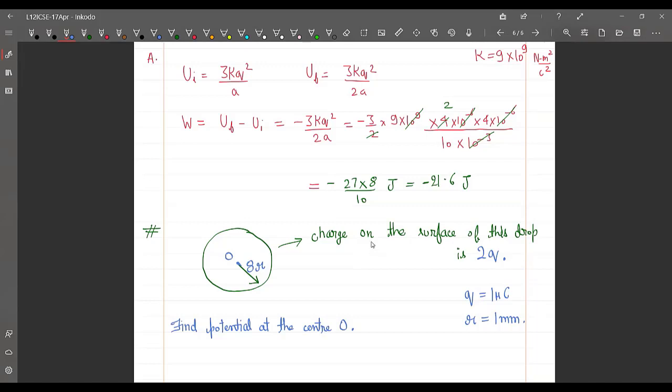You can consider this as a hollow spherical shell. Although it is filled up with water, consider this a water droplet in space. In space, if a sphere is charged, then the charges will try to occupy the maximum distance between each other. So it's like a charged spherical shell, all the charges on the surface. Find the potential at the center O. Take K as 9 into 10 raised to 9.